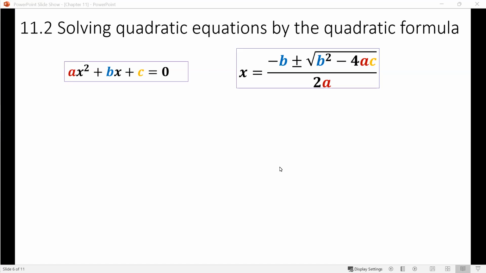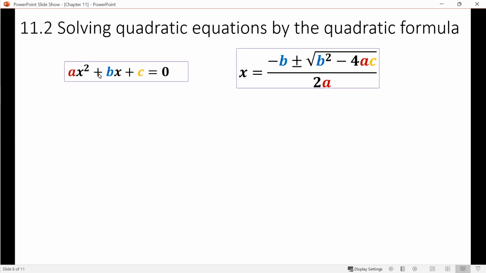Hi students, today we are going to do section 11.2, which is solving quadratic equations using the quadratic formula. A quadratic equation, recall, is any equation that can be written in the form ax squared plus bx plus c equals 0, and a, b, and c are real numbers.